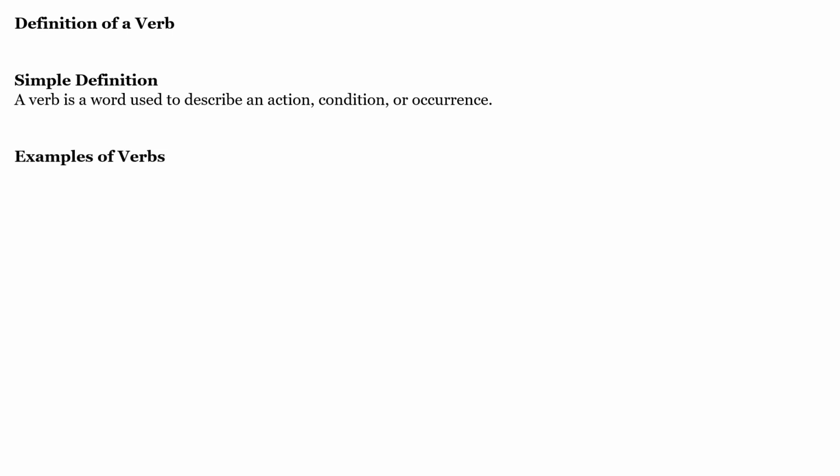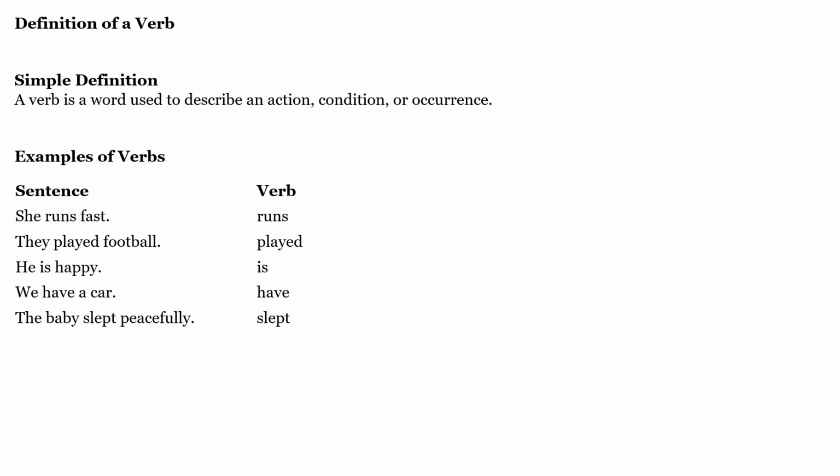For examples, she runs fast. Here, runs is a verb and it explains an action. They played football. Here played is a verb. He is happy. Here is is a verb because it tells us the state of being.